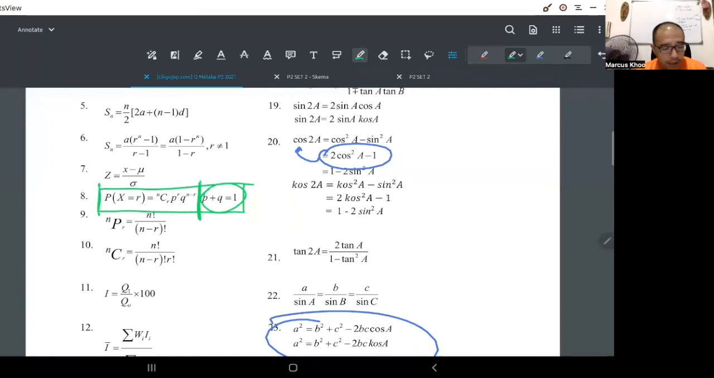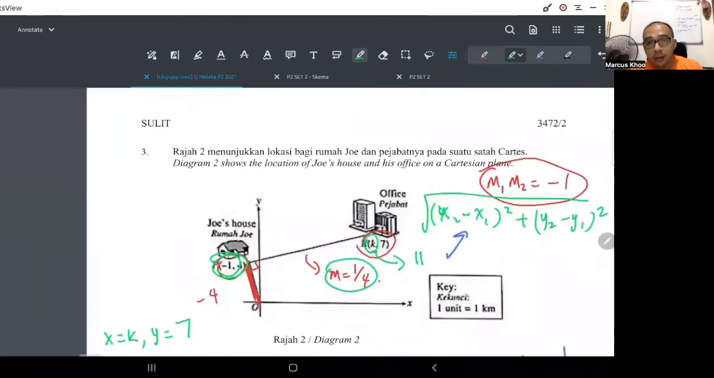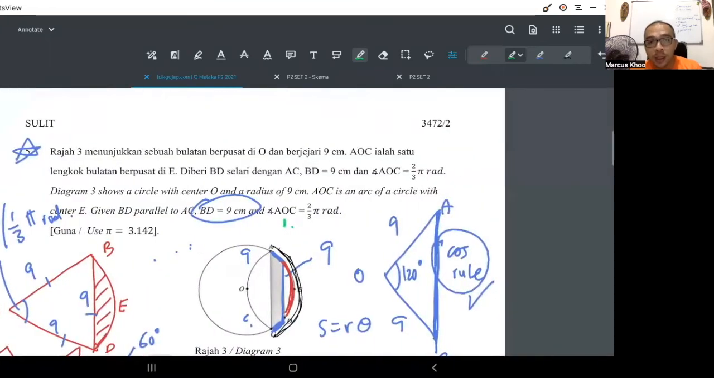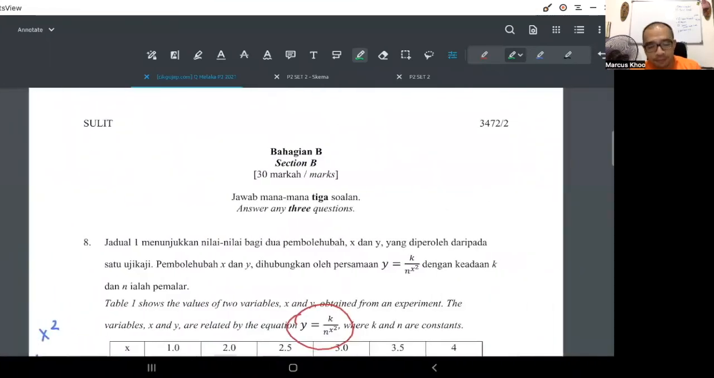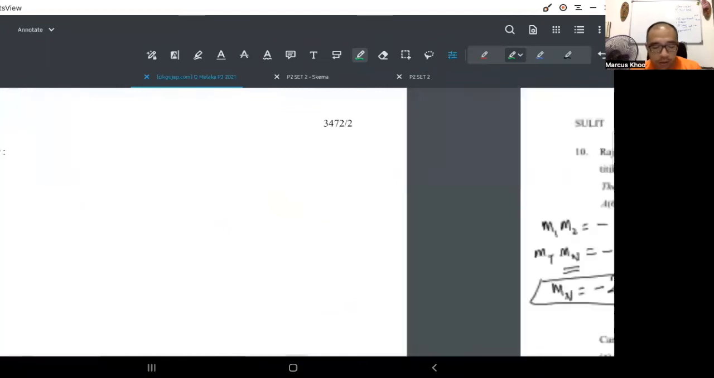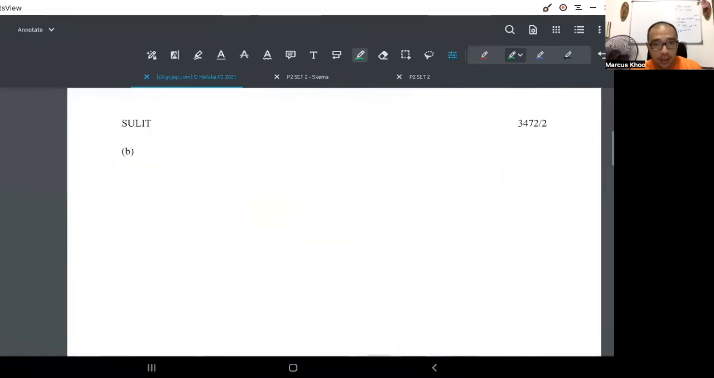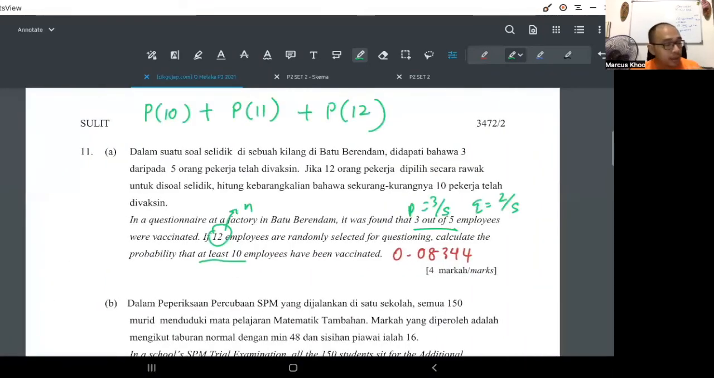Okay, tapi ini adalah P equals to X sama dengan R. Okay, so this is the formula, NCR, yada. So please, you don't have to remember that formula. Like you have to remember other formulas, but that one is given to you. So it's a bonus. Okay, so when you calculate everything, you get 10, you get 11, you get 12. Add them all together, you get 0.08344. Okay, you should be able to get that value.